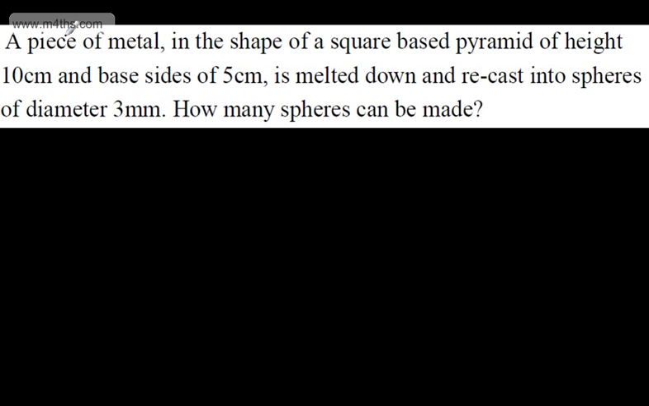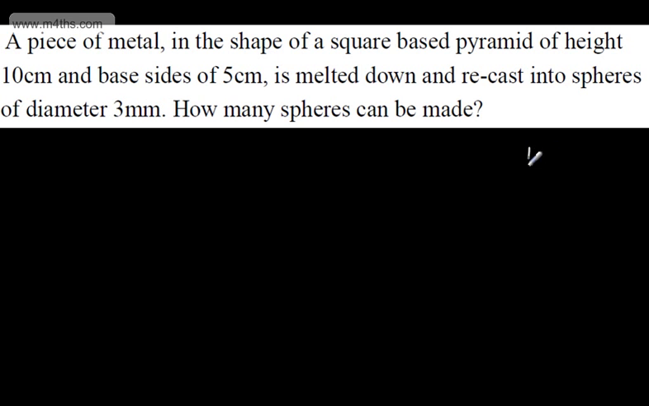Okay, a piece of metal in the shape of a square base pyramid of height 10 centimetres and base size of 5 centimetres is melted down and recast into spheres of diameter 3 millimetres. How many spheres can be made? Okay, let's just look at this as a problem. The first thing I'm looking at now is that the diameter is 3 millimetres.